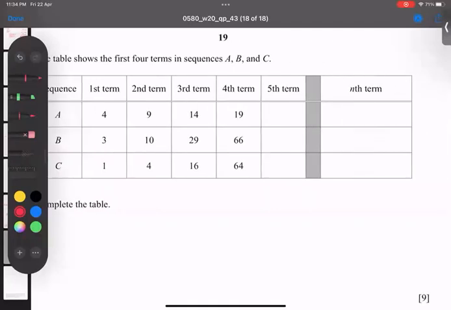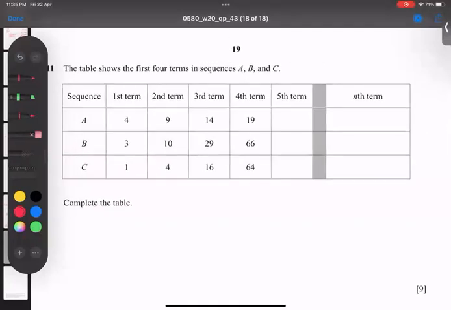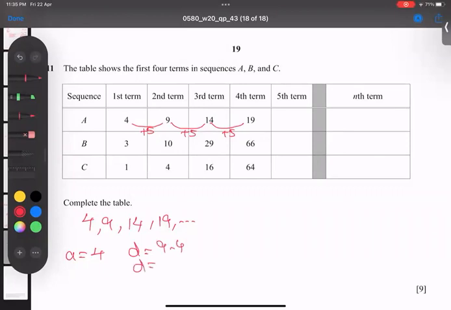He said that we have a question. We have three sequences: 4, 9, 14, 19, and onwards. So the first term is very clear, it is 4. I have seen here that if I add 5, add 5, add 5, it works. So what is the common difference? 9 minus 4 gives you 5.